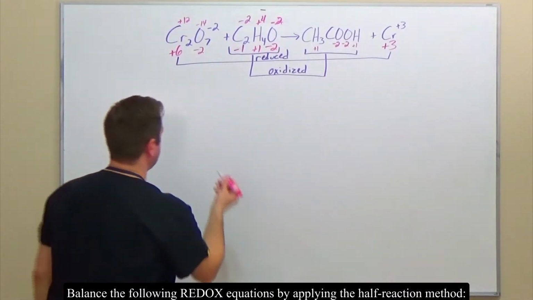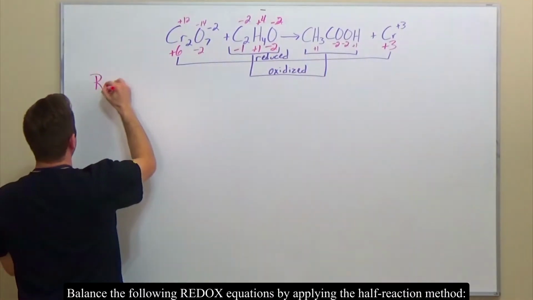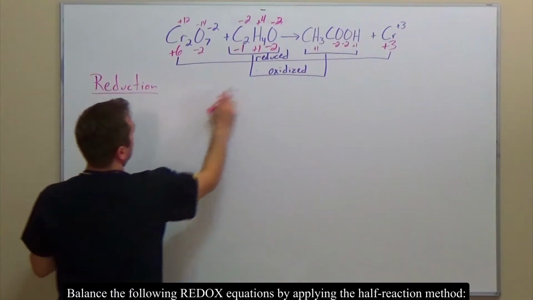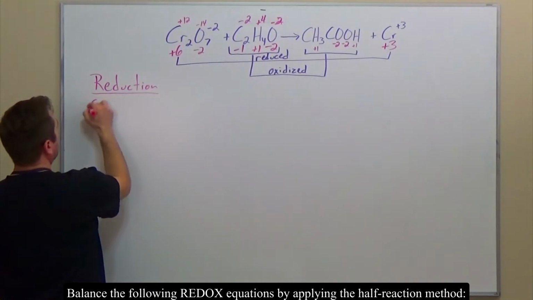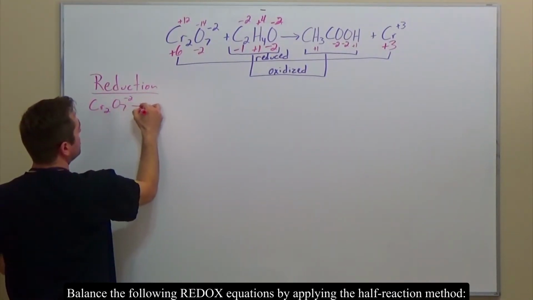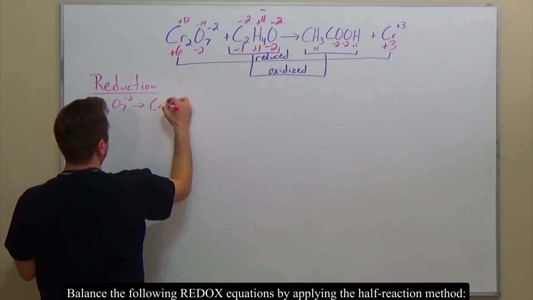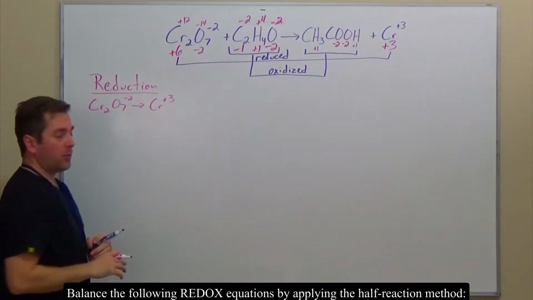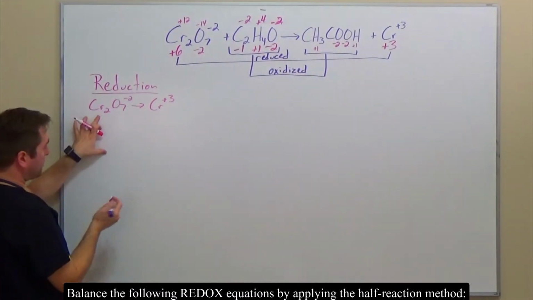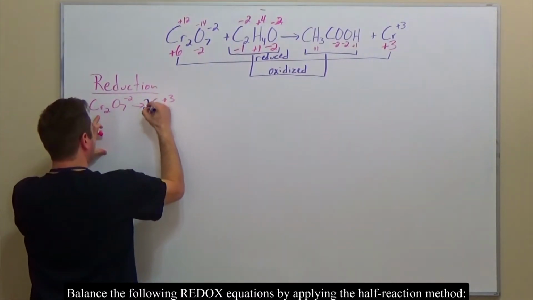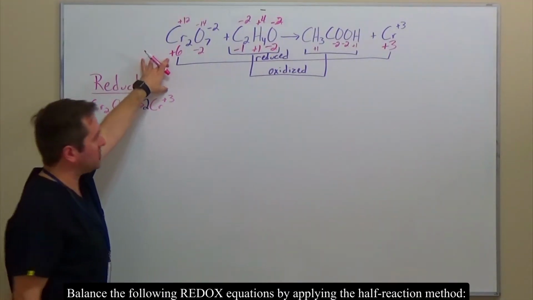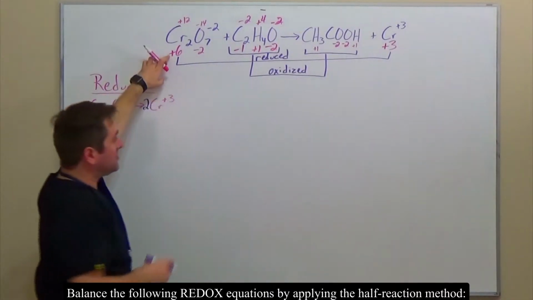Okay, so now let's do our reduction half reaction over here. Reduction. Okay, what happened? The dichromate ion got reduced and became chromium with a +3. We got to make sure that the chromiums are balanced, right? Well, right now they're not. Here we have 2, here we have 1, so let's put a coefficient there. Now they're balanced. Okay, which chromium is more positive? The +3 or the +6?